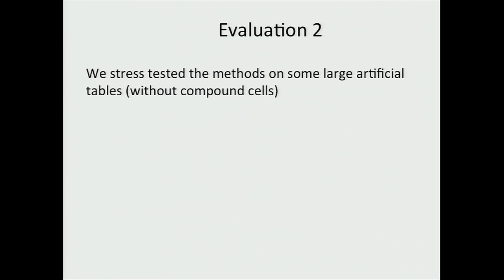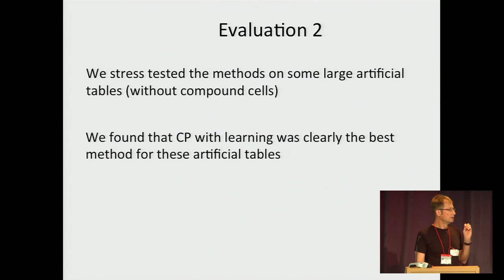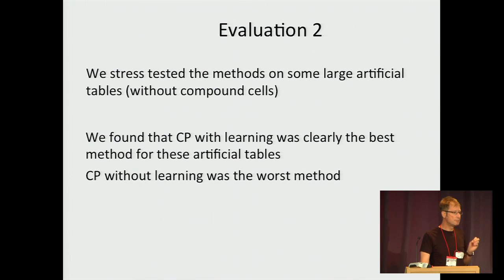As a second evaluation, we stress tested the methods in a way similar to how Mihai described. So we created bigger and bigger tables. These were quite large artificial tables. And here, look in the paper for more details, but what we found was that CP with learning was clearly the best method for these artificial tables. CP without learning was clearly the worst method, and MIP and A* were somewhere in the middle.